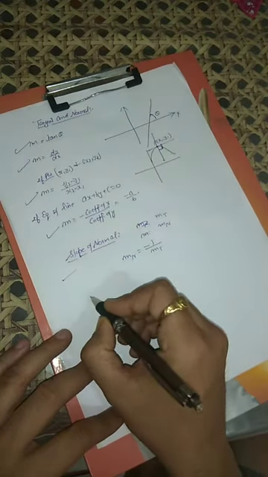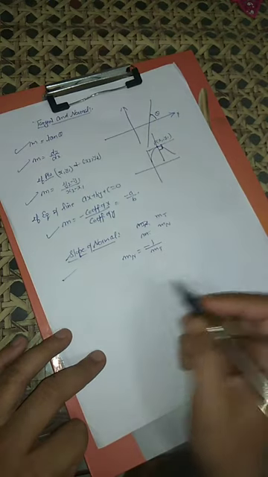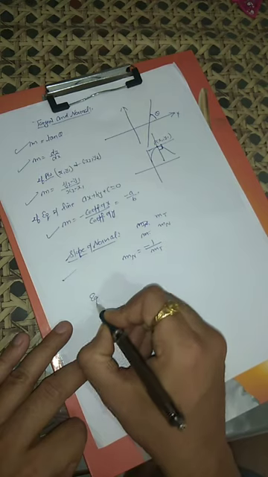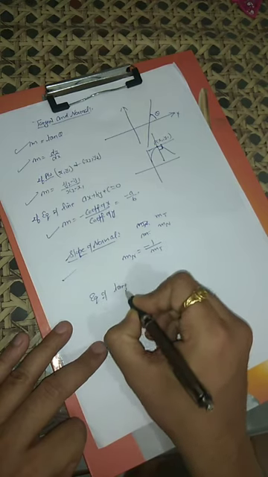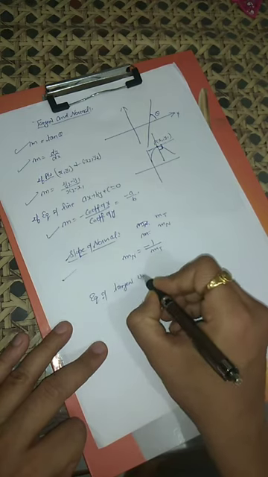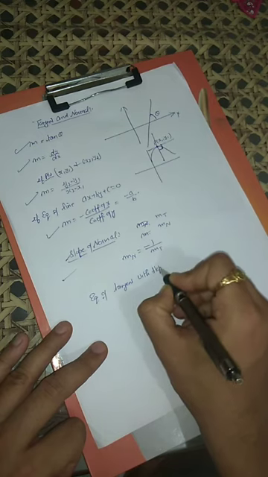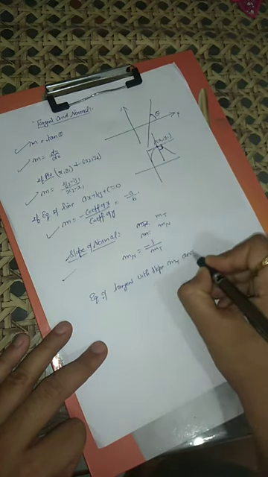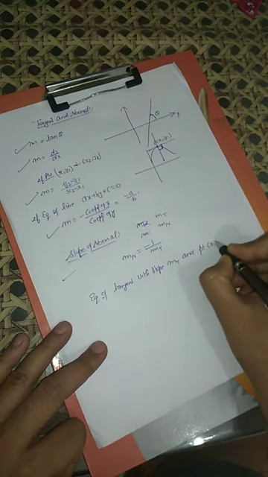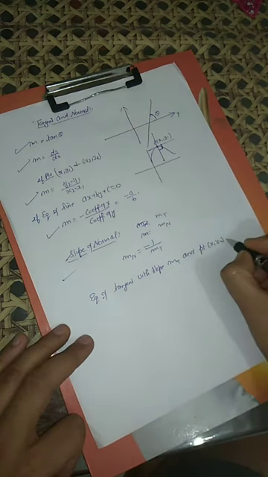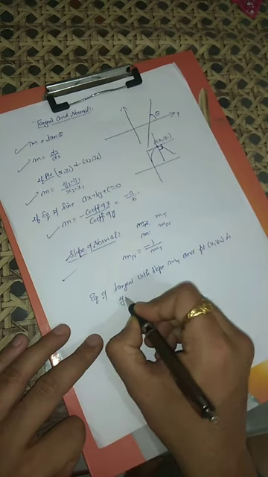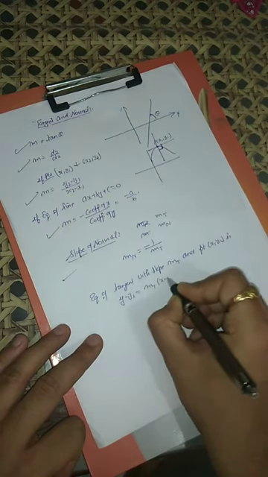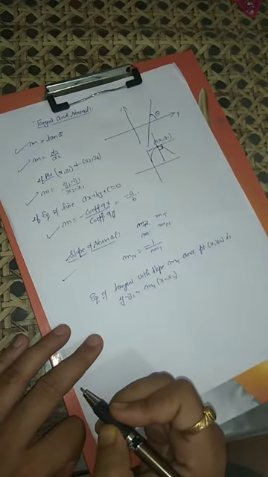Similarly, if we are to find out the equation of tangent and the equation of normal, so equation of tangent with slope mt and point x1 and y1, that equation will be y minus y1 is equal to mt into x minus x1. That is the equation of tangent.